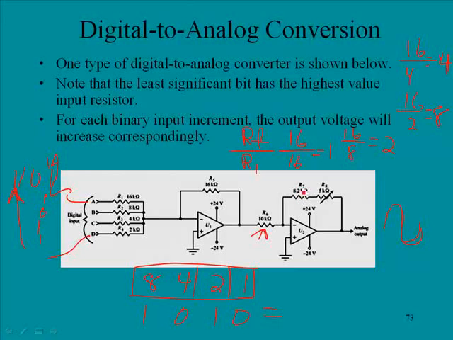Now remember, if this was 10K over 10K, the gain would be just a gain of 1. But in this case, we have the ability to adjust this, and on the next screen we'll see why that comes in handy. But this second amp is just going to be used for fine-tuning, actually.